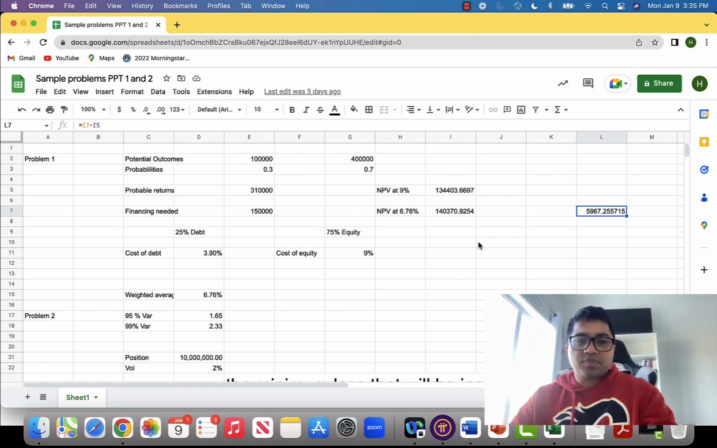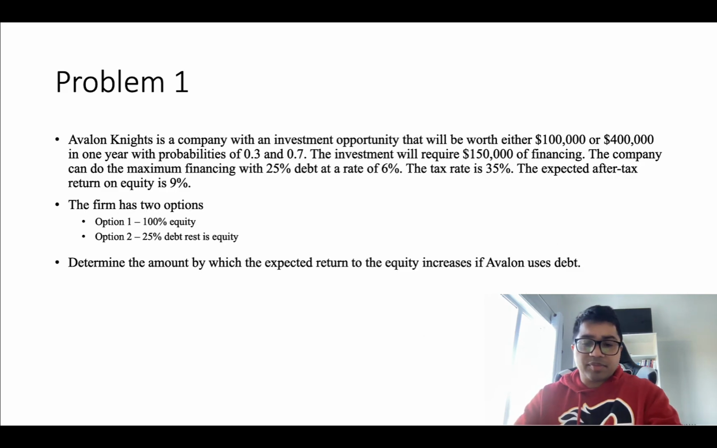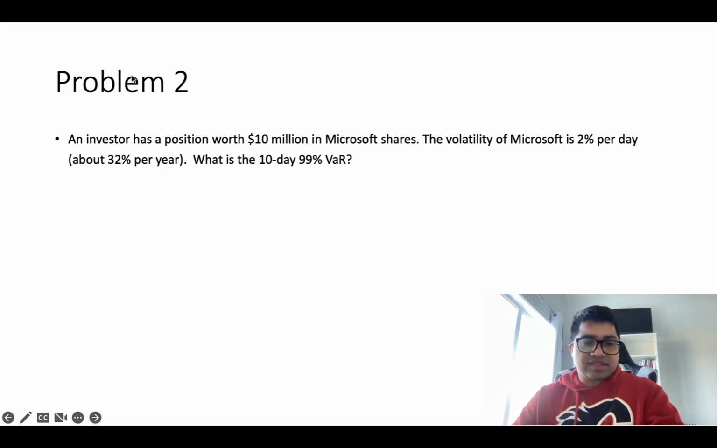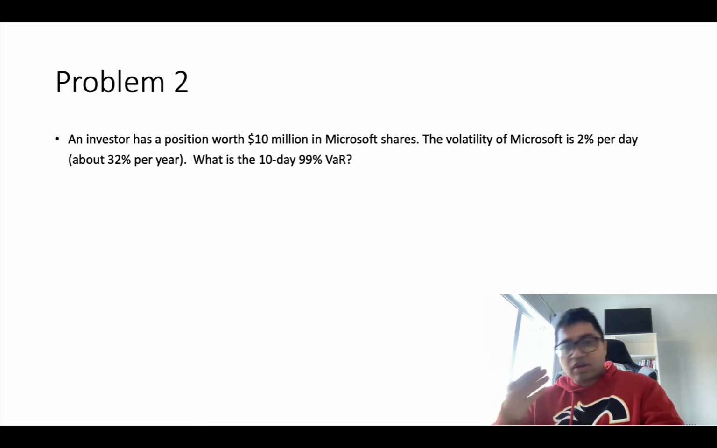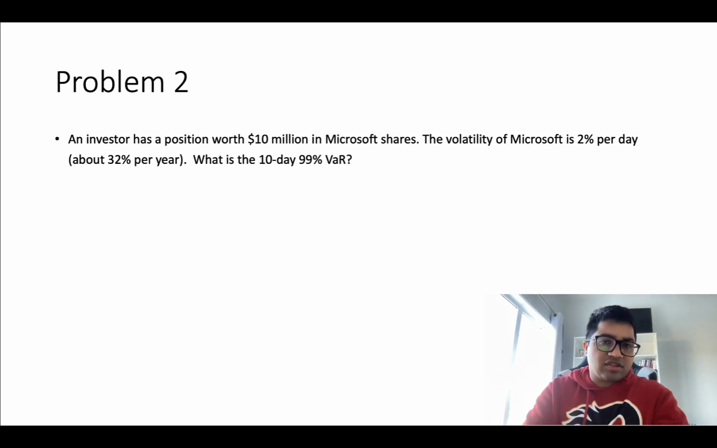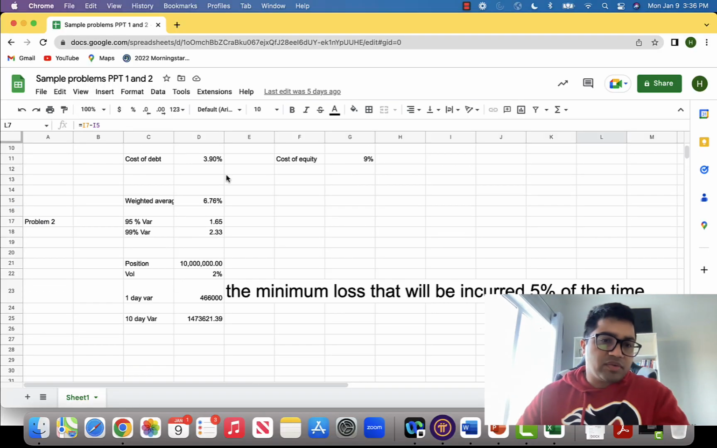So this was problem number 1. Problem number 2 is easy. An investor has a $10 million portfolio in Microsoft shares. The volatility of Microsoft is given as 2% per day or 32% per year. So they are asking you what is a 10-day 99% value at risk. We are going to cover value at risk more at the end of the course, but how do we do such kinds of problems?